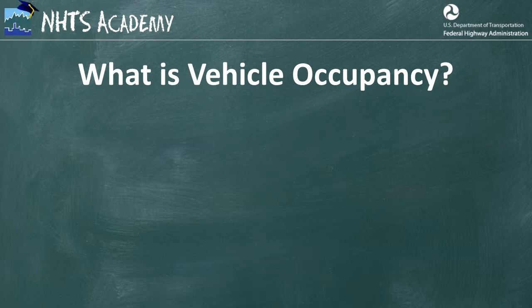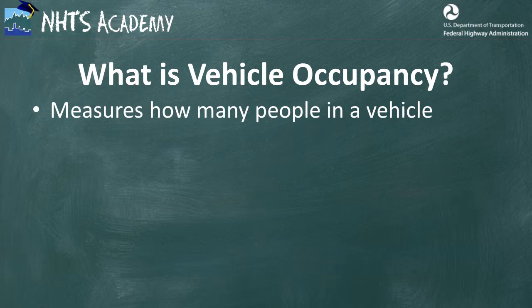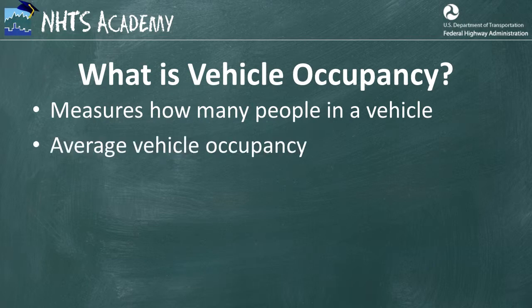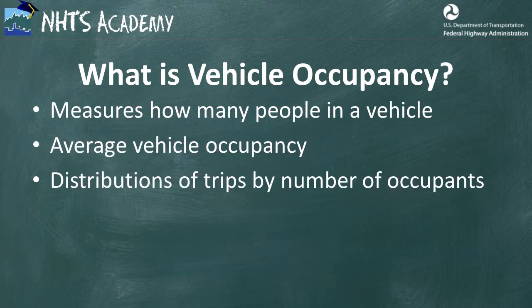So what is vehicle occupancy? Vehicle occupancy is the count of how many people are in a vehicle on a given trip. When we measure it, we generally talk about average occupancy, although the distribution of trips by number of vehicle occupants is looked at as well.